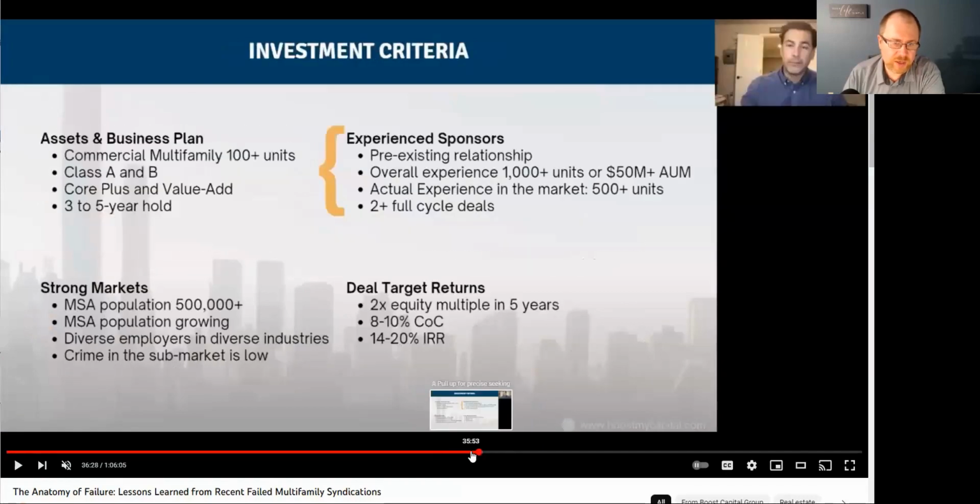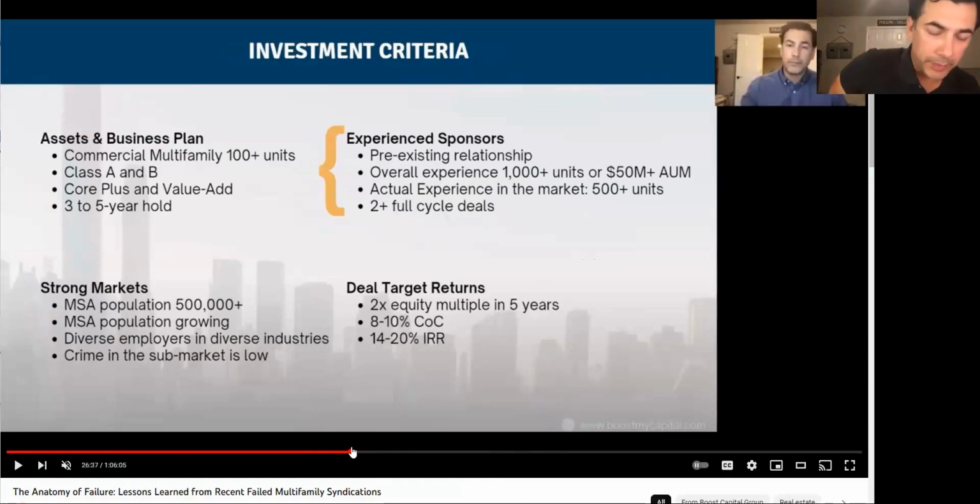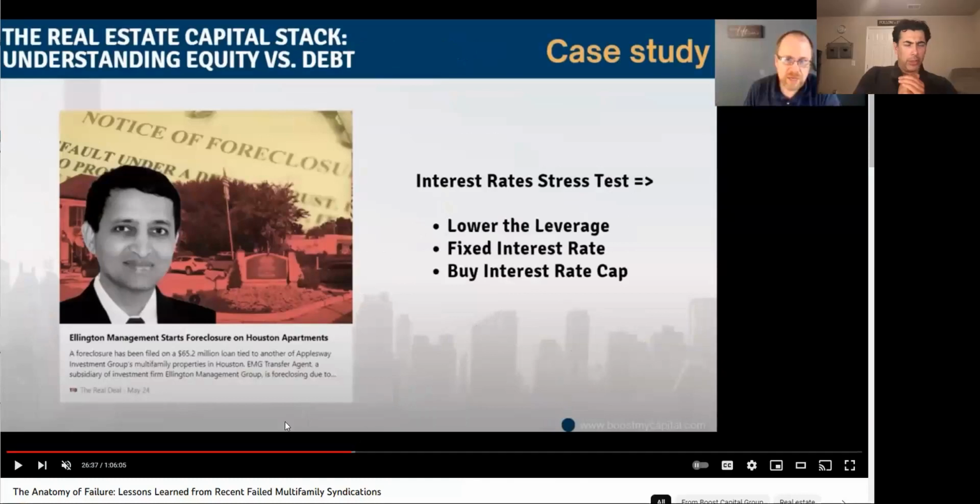Yeah, those are our criteria, which actually we upped since then. Well, we want more experience, more full cycle deals. Well, that's it. All right. So, article, $66 million loan.